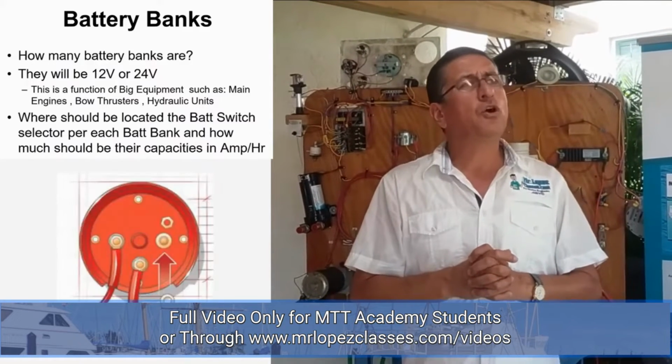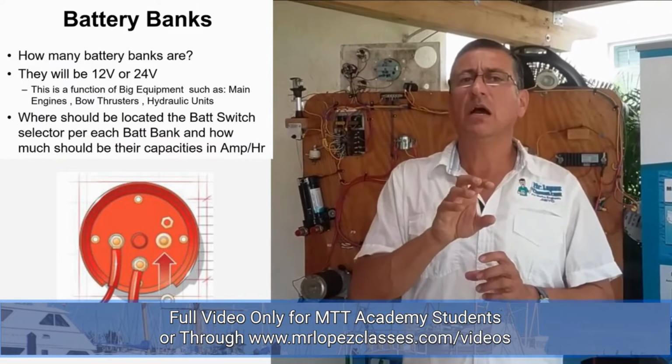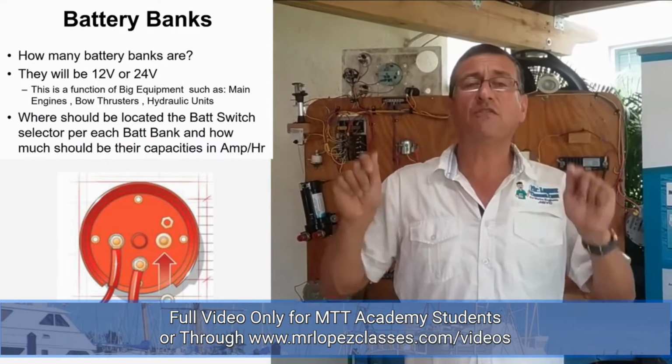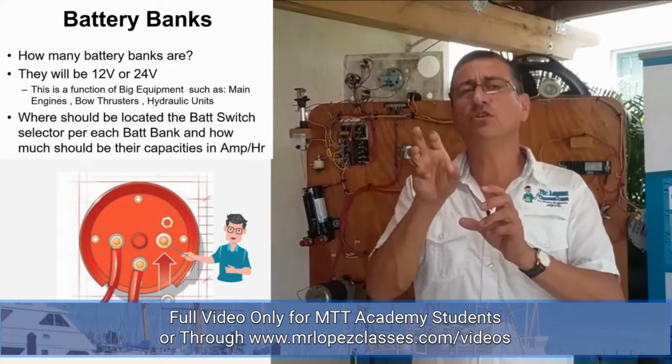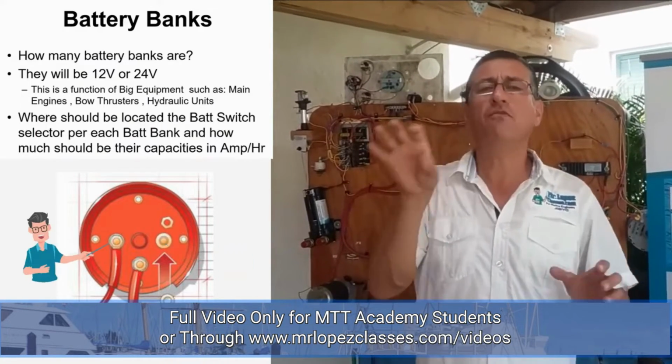Let me check. I am going to use 1 switch selector only for cranking batteries of the main engines. In position 1, I am going to put the starboard engine. In position 2, I am going to locate the port engine. And that switch will be for both.